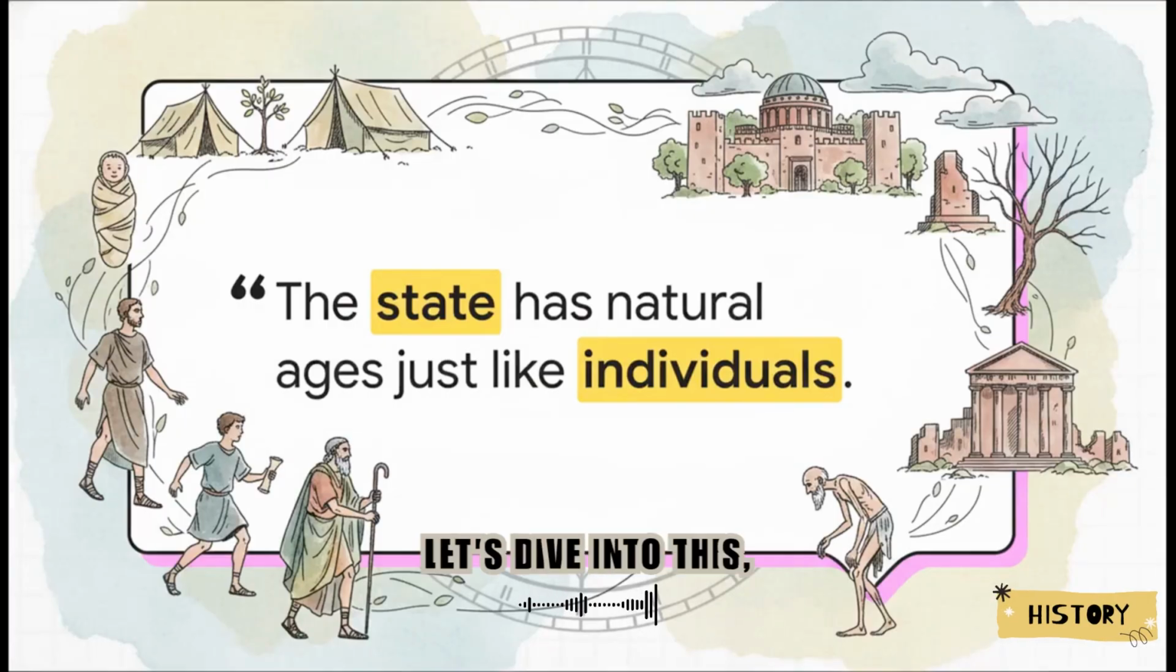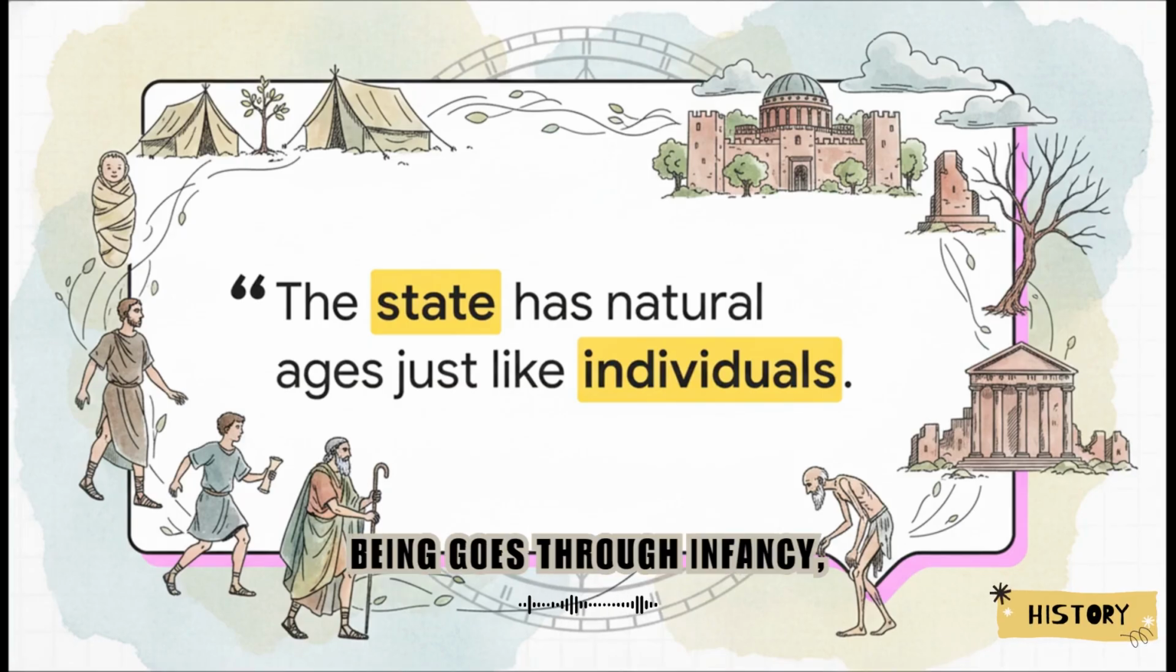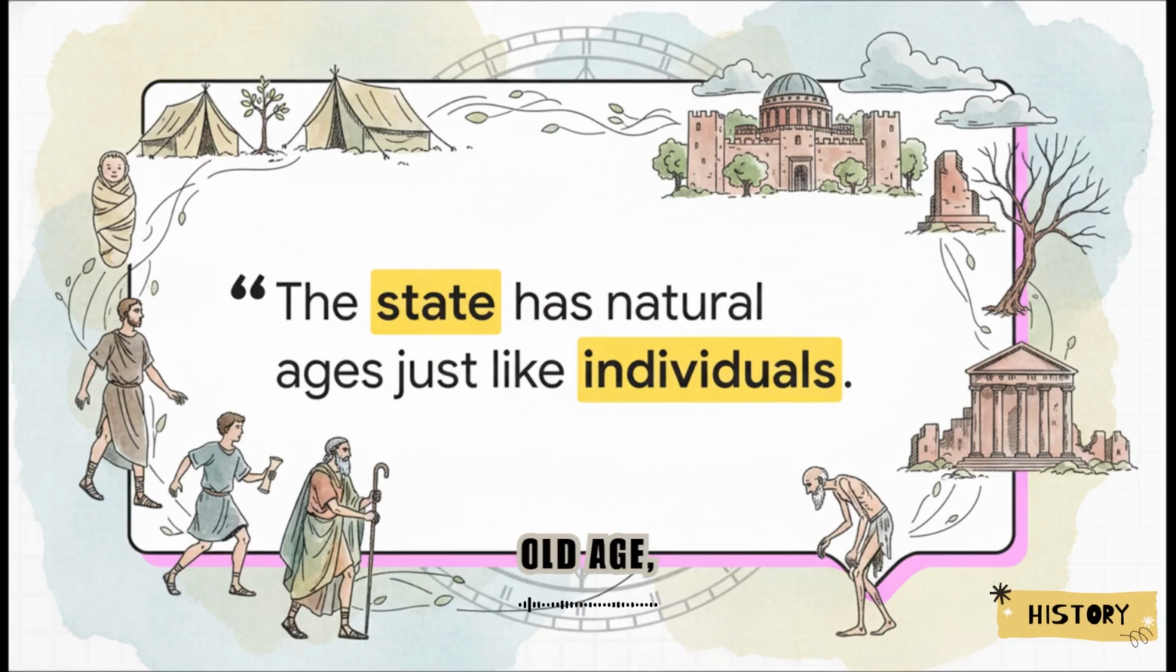Okay, let's dive into this because Ibn Khaldun anchors his entire sociological theory on a really brilliant biological metaphor. As he puts it, the state has natural ages just like individuals. Just as a human being goes through infancy, youth, maturity, and eventually senility, a political dynasty goes through the exact same life cycle. He observed that humans simply cannot cheat old age, right? Well, neither can an empire. And this wasn't just poetic language for him. To him, this was a strict scientific rule that governs literally all of human history.